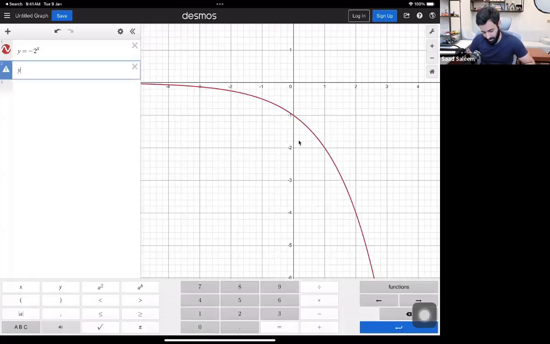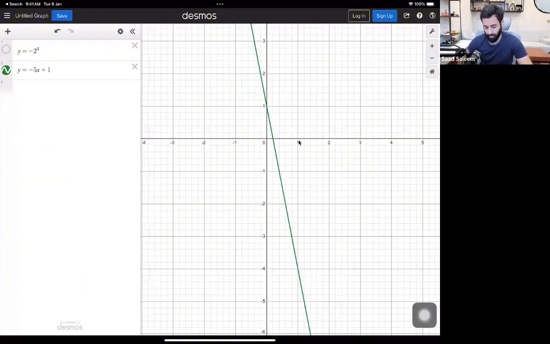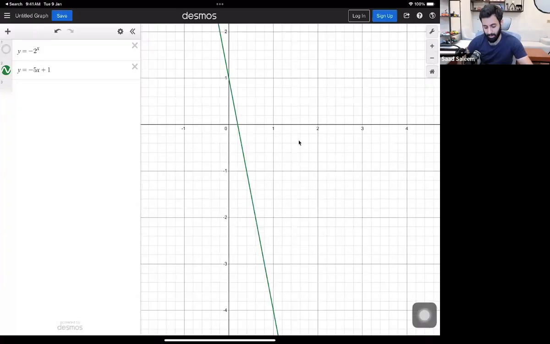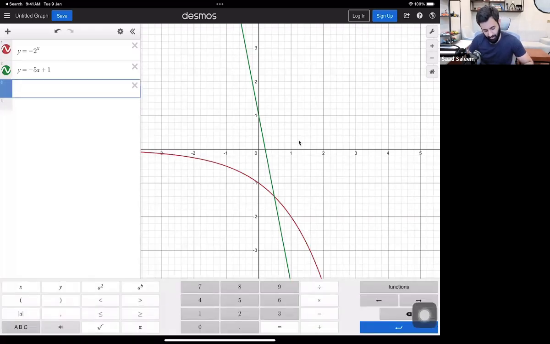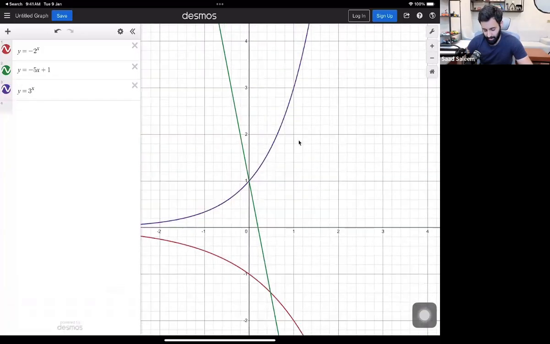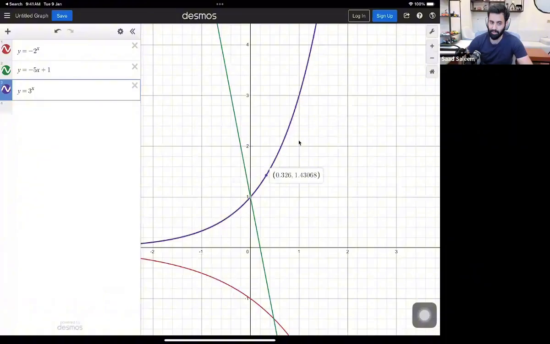Let's take another example. Let's say we have y equals minus 5x plus 1. So this is a straight line. We all know straight lines are one-to-one functions, but we can see that this is always decreasing. And this is also always decreasing. If, let's say, we have y equals 3 to the power of x, this is also a one-to-one function. Notice that it is always increasing.